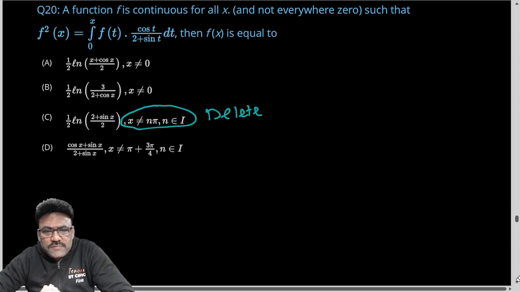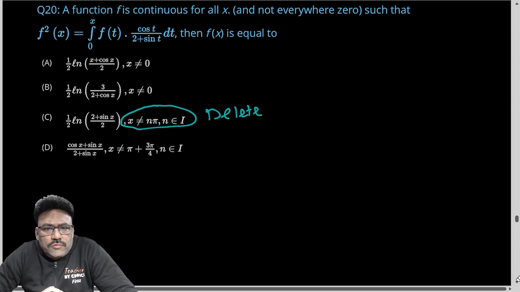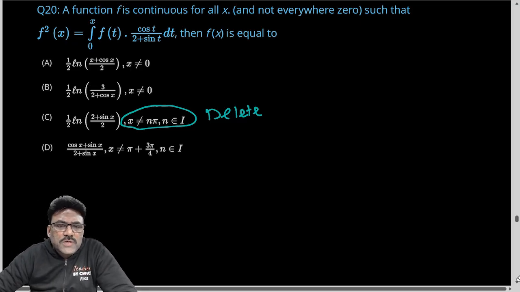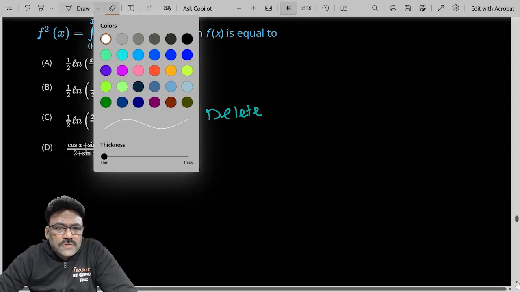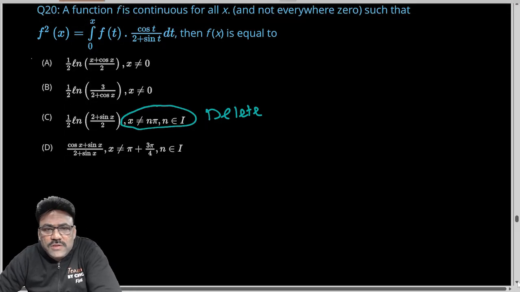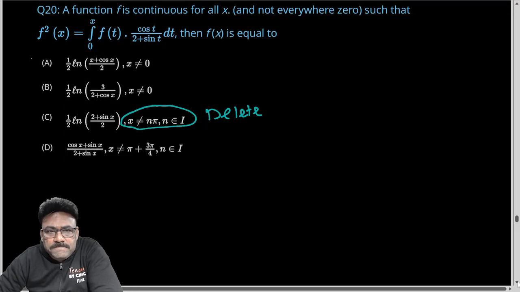Okay, anyhow, let's see this question. You are given an equation here: f square x is equal to the integral from 0 to x of f(t) dt, cos t over 2 plus sin t. Then what will be the function f(x) here? You have to find the function f(x).